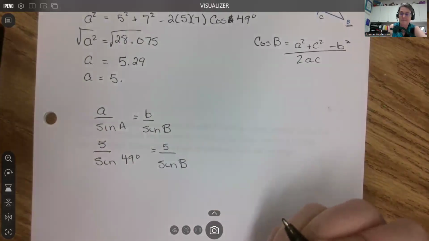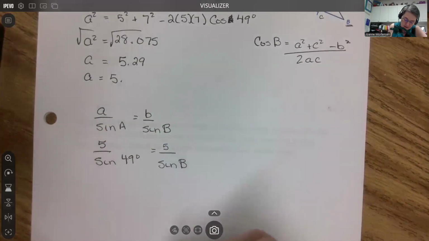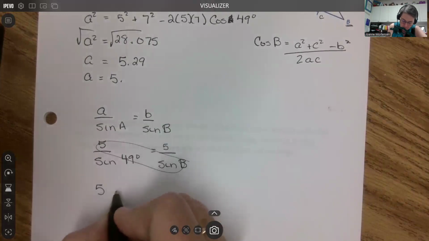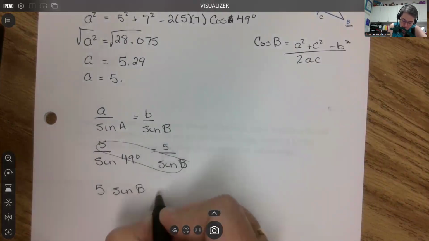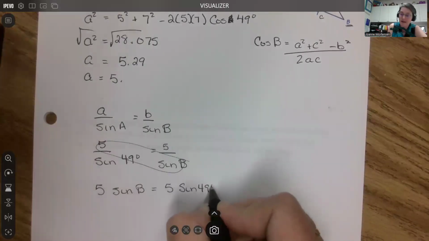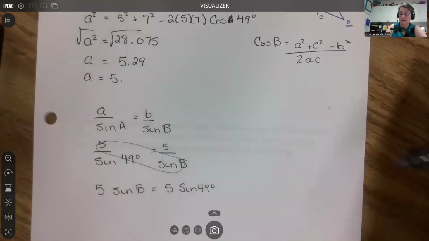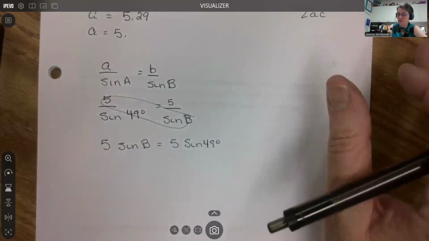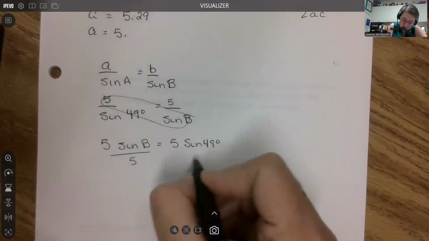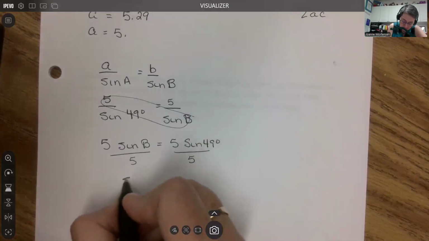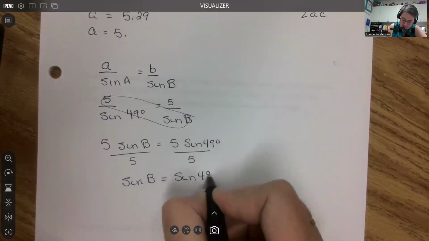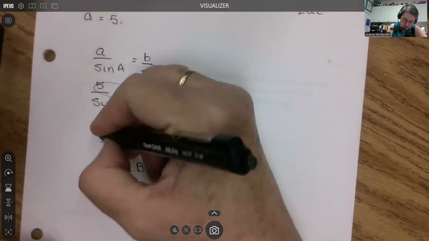Okay. Yeah, we're going to solve the equation. I'm not changing the rules. 5 sine B is equal to 5 sine 49 degrees. And if you're starting to object, hold on. I know what you're thinking, and I'm thinking the same thing, but I'm going to do the math anyway, and then we'll go, oh yeah, I guess so. Divide by 5, divide by 5. So sine B is equal to sine 49. Cancel, cancel.